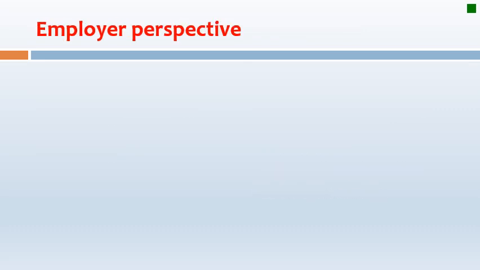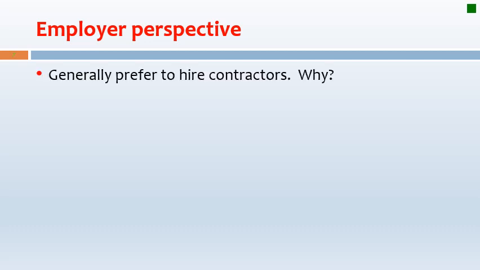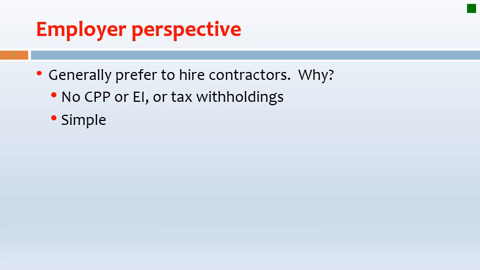So what about employers? What's their preference? In general, they'd likely prefer to hire independent contractors for a number of reasons. Employers don't have to remit CPP or Canada Pension Plan, EI, employment insurance, or income taxes to the CRA for independent contractors. This is a lot simpler and saves the employer money. It's also generally just a much simpler business relationship and doesn't require payment of benefits or severance. Hiring independent contractors tends to provide employers with much more flexibility. For example, seasonal businesses may hire during busy times of year, but they can let contractors go when the business slows down.